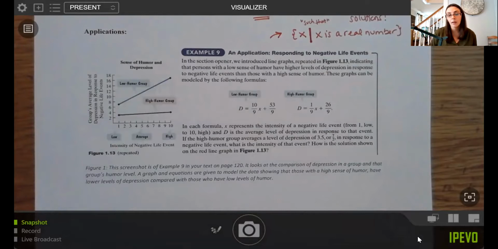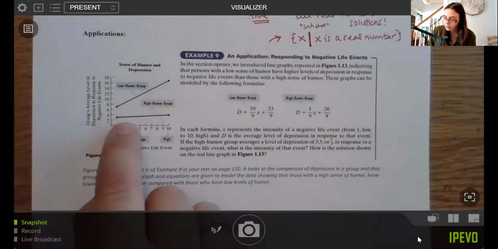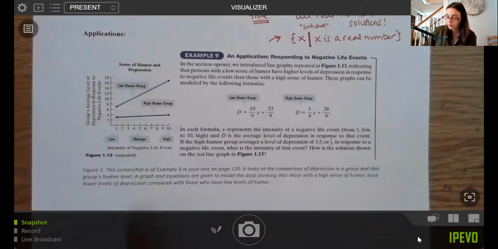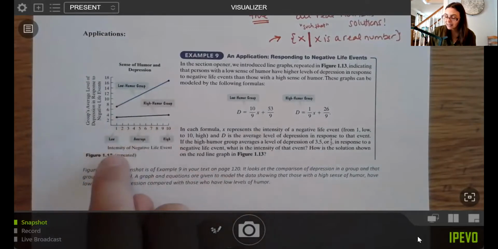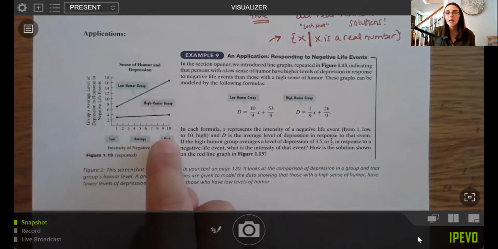So what this study was looking at was a person's level of humor. Do you have a low sense of humor or a high sense of humor? And then their reaction to negative life events and if they ended up with depression. Those with higher senses of humor had lower levels of depression than those with lower senses of humor, so they had higher levels of depression. And then along the x-axis, you're looking at the intensity of the negative life event. So a low negative event versus a high negative event, right?